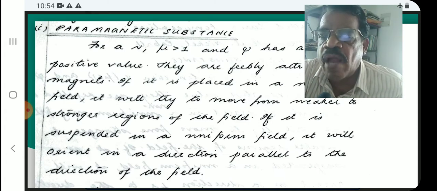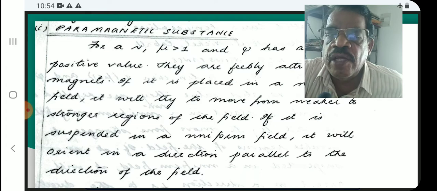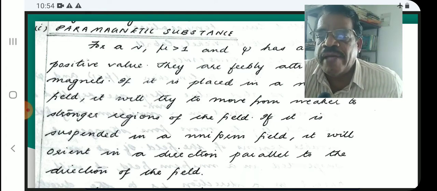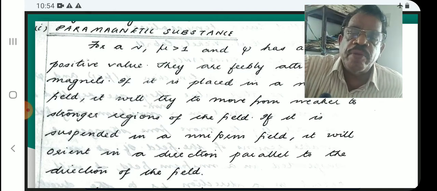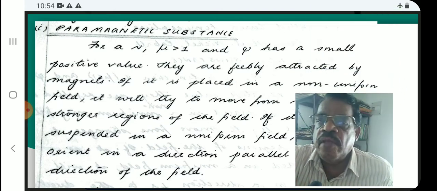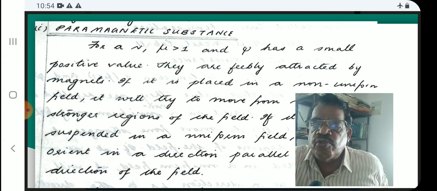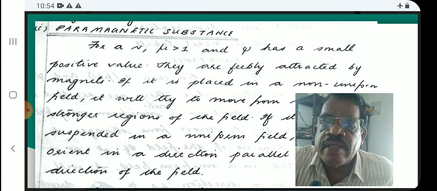If it is placed suspended in a uniform field, it will orient in a direction parallel to the direction of the field. These are the important properties of paramagnetic substance. For a paramagnetic substance, mu is greater than 1 and psi has a small positive value. They are feebly attracted by magnets.